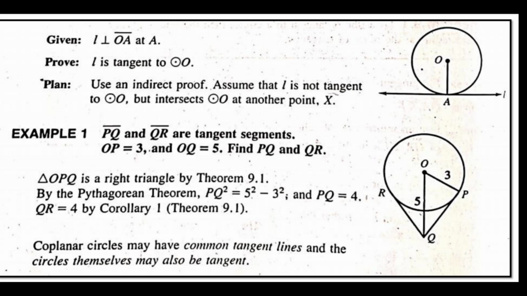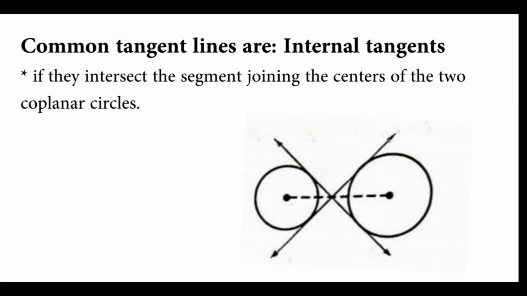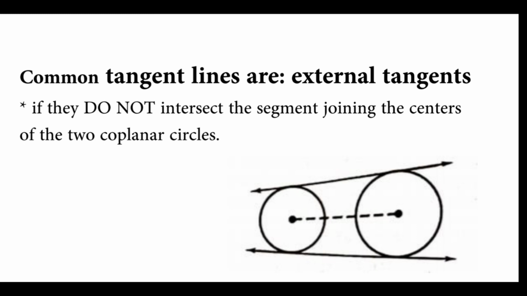Coplanar circles may have common tangent lines, and the circles themselves may also be tangent. Common tangent lines are internal tangents if they intersect the segment joining the centers of the two coplanar circles. Please look at the figure. Next, common tangent lines are external tangents if they do not intersect the segment joining the centers of the two coplanar circles. We can now see here in the figure.